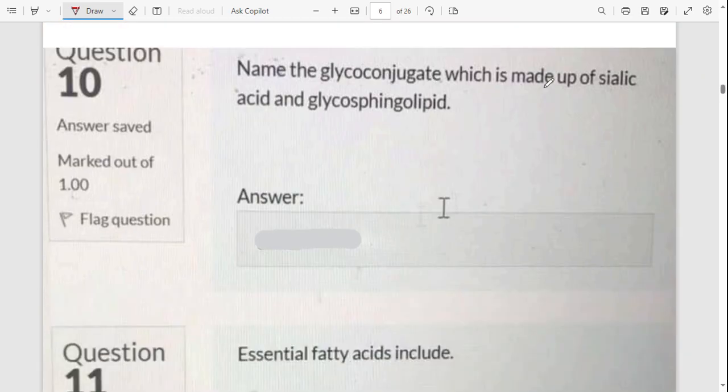Name the glycoconjugate which is made up of sialic acid and glycosphingolipid. Now, this is basically a glycosaminoglycan. Glycosaminoglycans are made up of proteins. Actually, not a glycosaminoglycan, but a glycolipid. Glycolipids are going to be made up of carbohydrates and lipids. Now, to be specific, that carbohydrate you are using is a sialic acid, and that lipid you are using is a glycosphingolipid. That glycolipid that you have formed is known as a ganglioside.